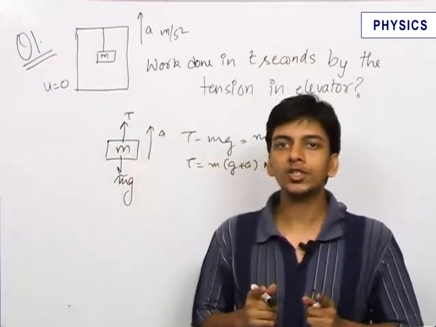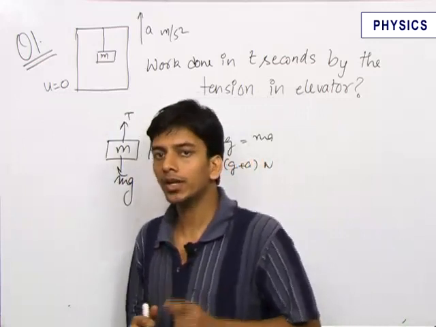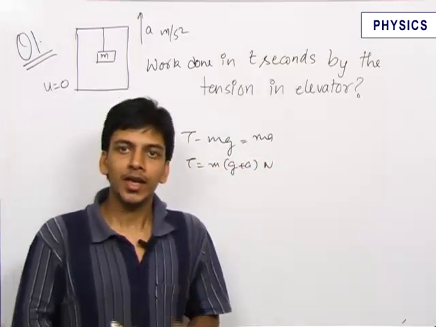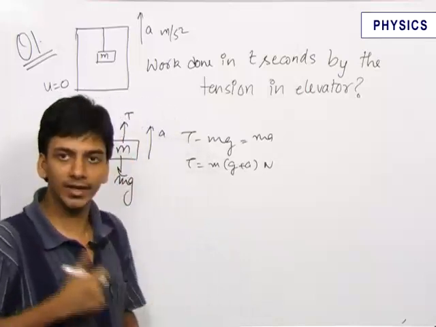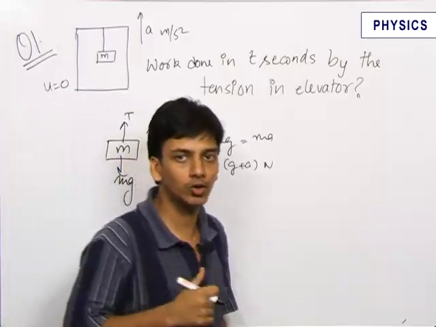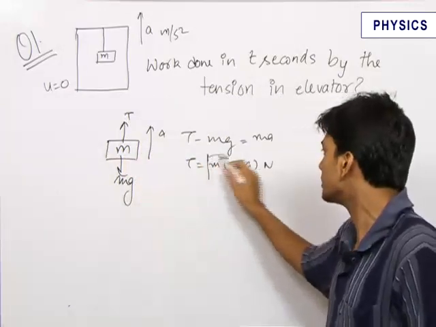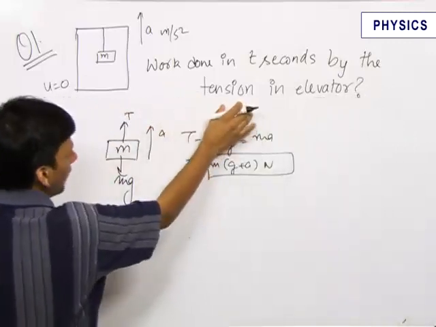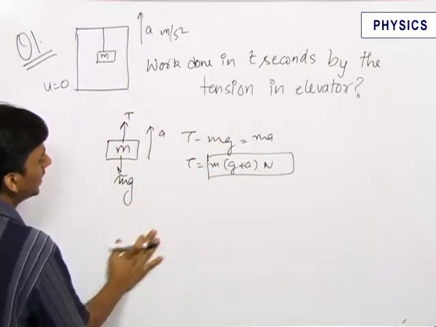Now whenever the force is constant, we know the formula for work done directly. The formula for work done in the case of constant force is force into displacement. If the force is not constant, you will have to integrate the force, that is integral of F ds, to find out the work done by the force. In this case we can do it directly since the tension force is constant. Now we'll find out the displacement of this mass m in t seconds to find out the work done by the tension.